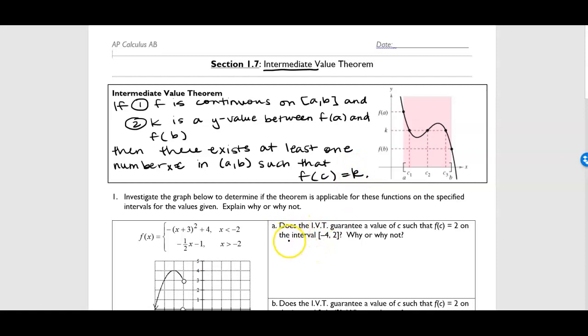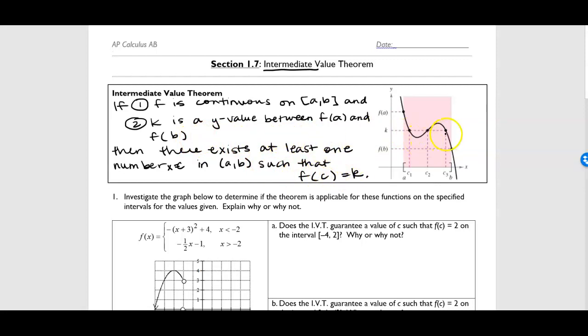So let's break down what that means. First of all, when I have a theorem like this, number one and number two are called hypotheses. Those things have to be true in order for me to be able to apply this theorem. So one, f is continuous. Two, k is a value that's between f of a and f of b. If that's true, then there has to be a place where I actually reach that y value.